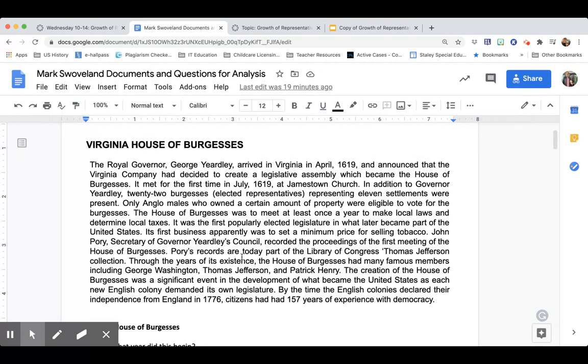Through the years of its existence, the House of Burgesses had many famous members, including George Washington, Thomas Jefferson, and Patrick Henry. The creation of the House of Burgesses was a significant event in the development of what became the United States, as each new English colony demanded its own legislature. By the time the English colonies declared their independence from England in 1776, citizens had 157 years of experience with democracy.